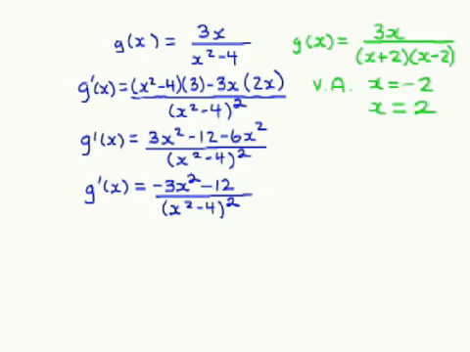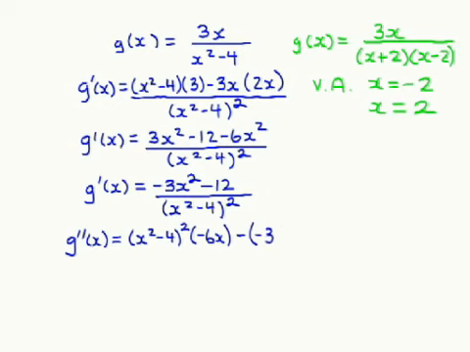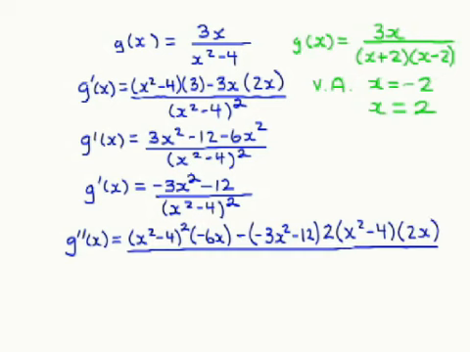So g double prime of x is going to equal, in the numerator we're going to have x squared minus 4 all squared times negative 6x. We subtract from that negative 3x squared minus 12, which is all multiplied by 2, which is in turn multiplied by x squared minus 4, which is in turn multiplied by 2x. And then all of that is divided by x squared minus 4, which is squared, which is in turn squared again.